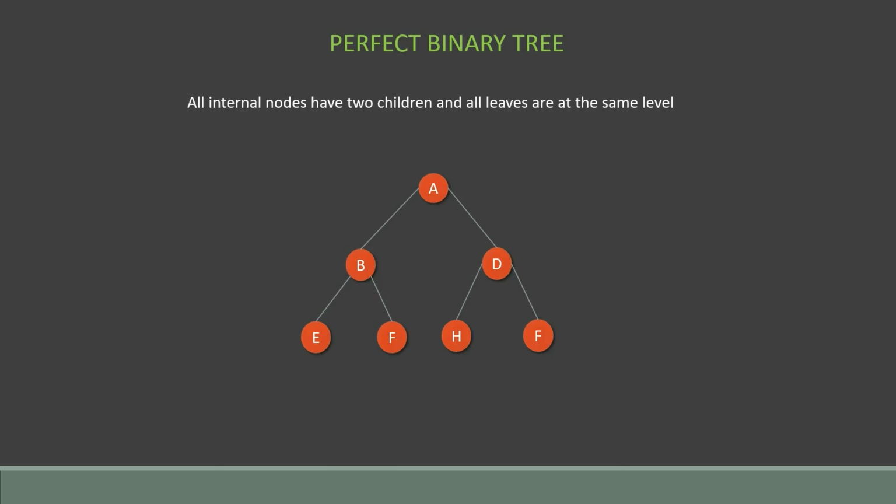So now let's see what is a perfect binary tree. All internal nodes have two children and all the leaves are at the same level.